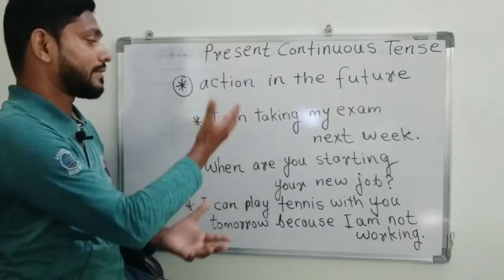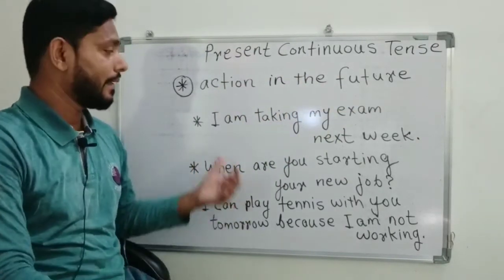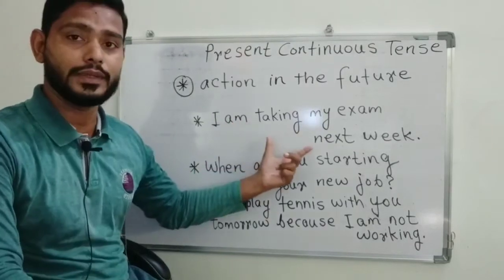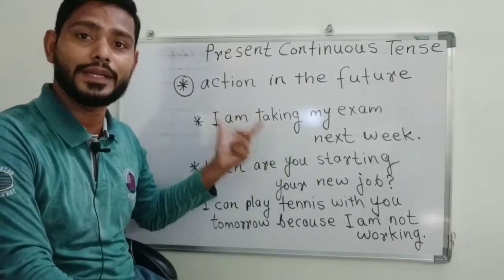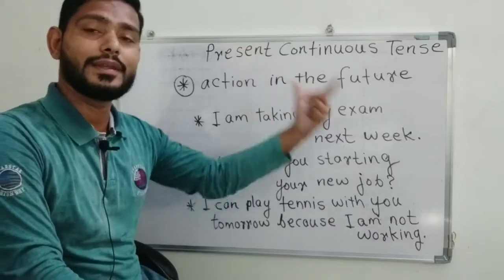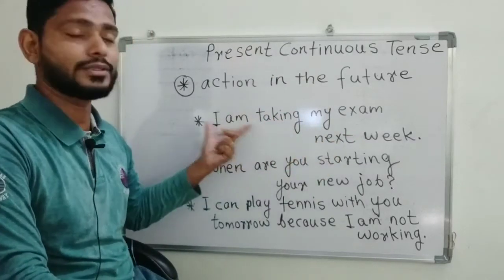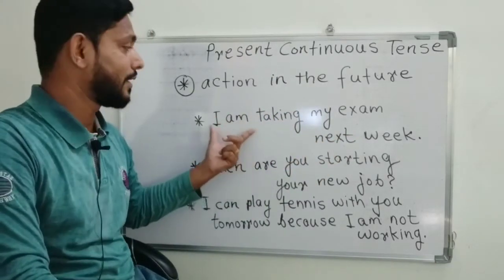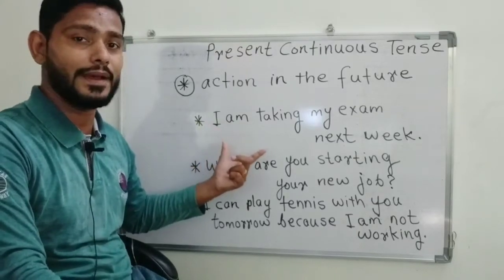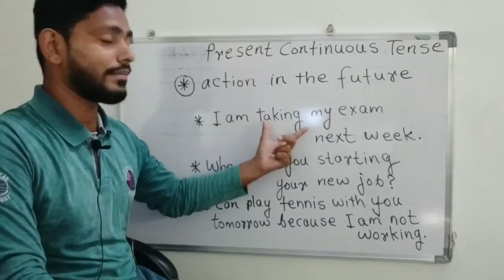So some of the examples that you can see here: I am taking my exam next week. The action is not happening now. It's going to happen in the future, but the structure is in present continuous tense to show an action in the future. Yeah, I am taking my exam next week.